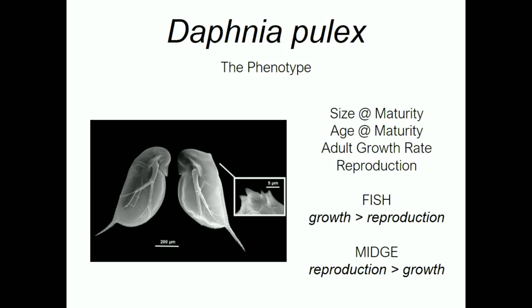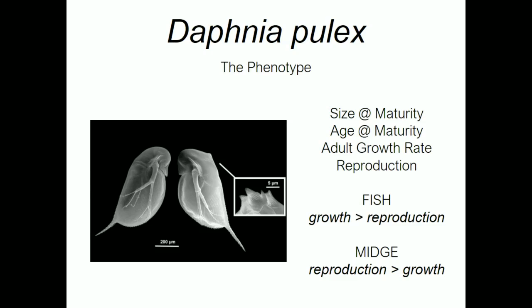A little bit more introduction to the system. I work specifically with Daphnia pulex. It's a small Daphnia. It also grows a less charismatic spiky bit on its head when it's scared, particularly by the midge larvae. But today I'm going to be focusing mostly on a number of life history traits that respond to predation risk. The life history traits are the size and age at maturity, adult growth rate, and reproduction.